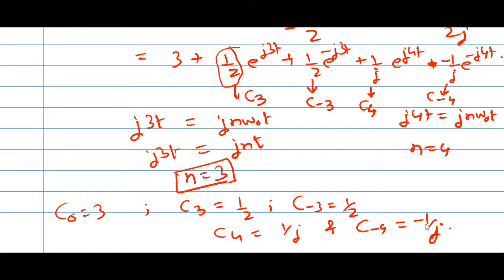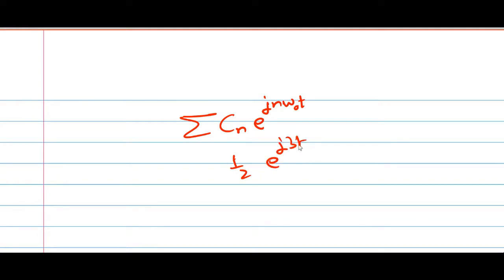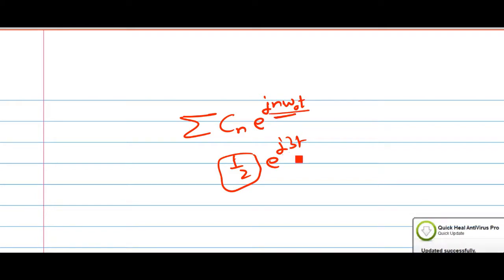These are the coefficients. Now why have I compared with jnω0t? Why have I compared j3t with jnω0t? Because we know that we have this type of terms cn e raised to power jnω0t. So that's why the coefficient was like 1 by 2 e raised to power j3t. So that's why I have compared. It is which type of coefficient? For that I have compared jnω0t with j3t.